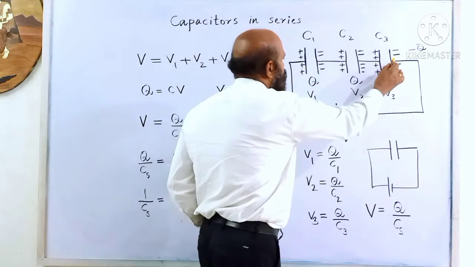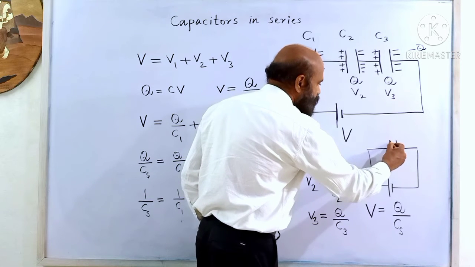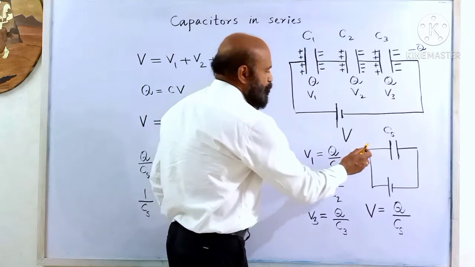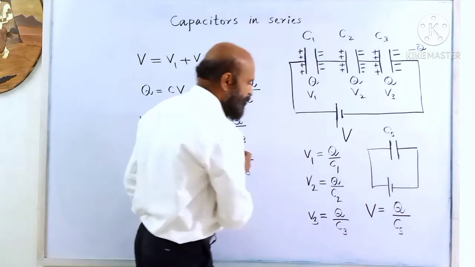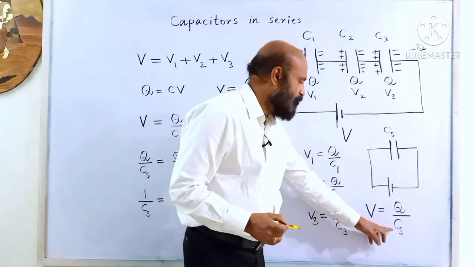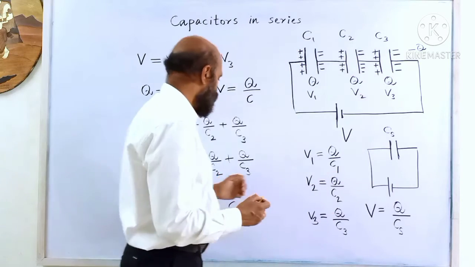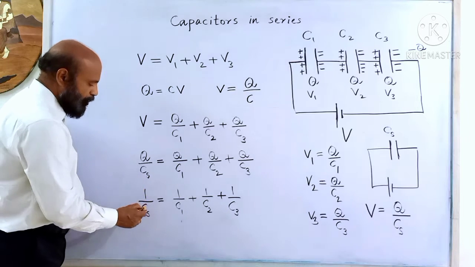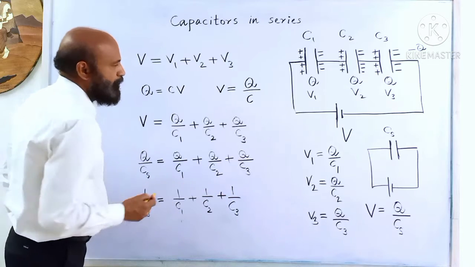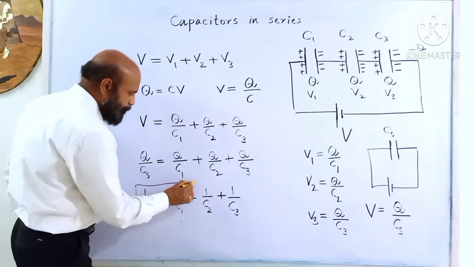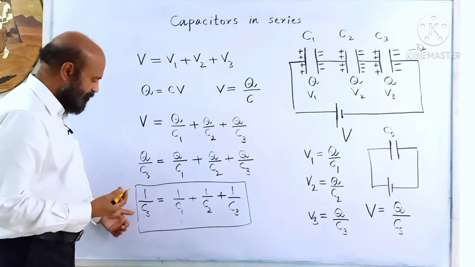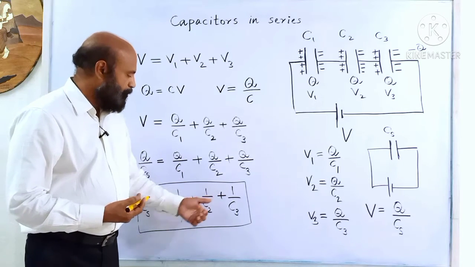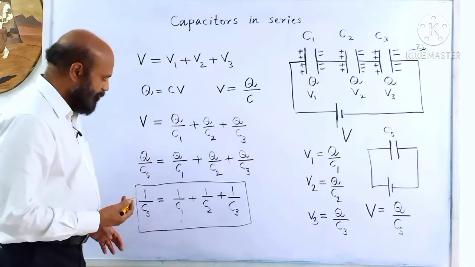Then these three capacitors can be considered to be a single capacitor of equivalent capacitance CS. So the charge stored on this is Q, and V can be written as Q by CS, where CS is the effective value of the capacitance when it is connected in series. Now this Q will get cancelled. So we get the expression 1 by CS is equal to 1 by C1 plus 1 by C2 plus 1 by C3. This is the expression when capacitors are connected in series. CS is the effective value of the capacitance. So the reciprocal of the effective capacitance is equal to the sum of the reciprocals of the individual capacitances.